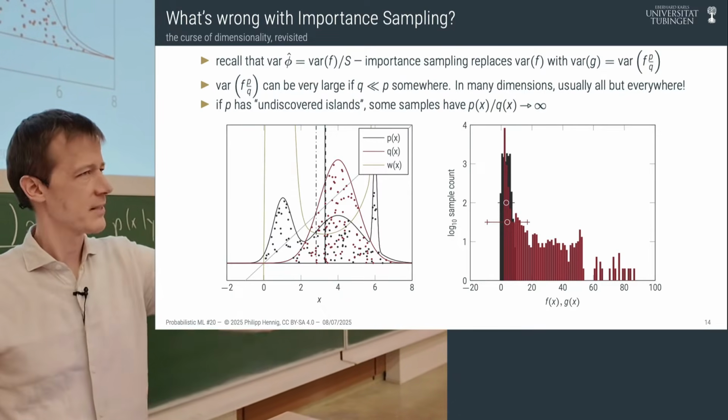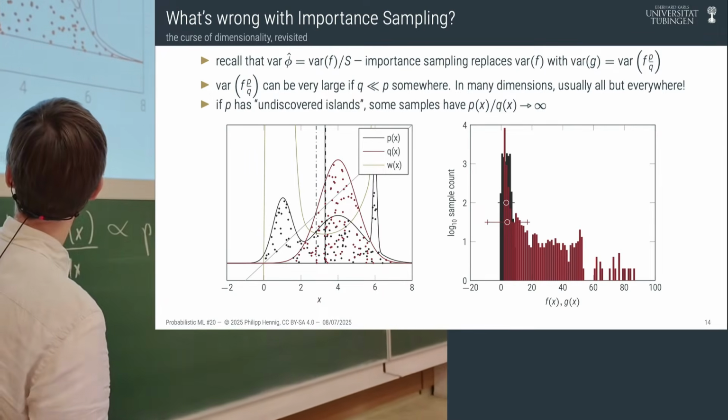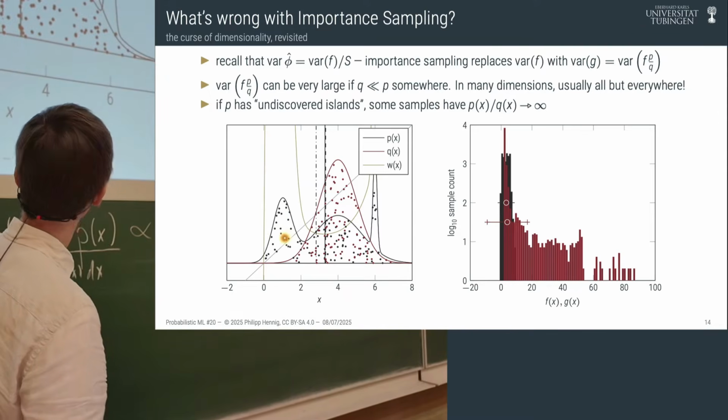It's a Gaussian, so it has support everywhere, right? So it's not a problem with divide by 0. But it has very low probability in this region here. So what's going to happen?